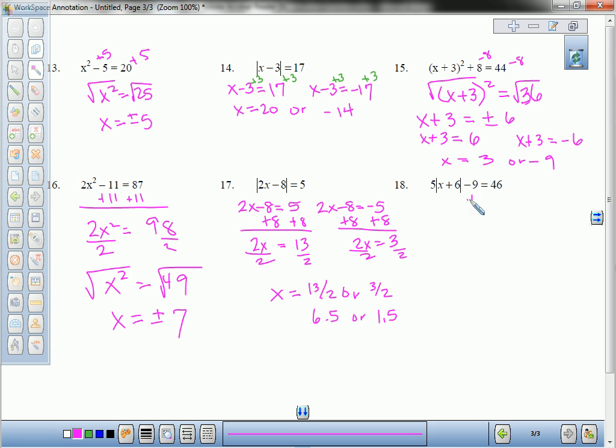All right, this one, we add the 9. We divide by the 5. Okay, now we have isolated the absolute value, so now we split it.